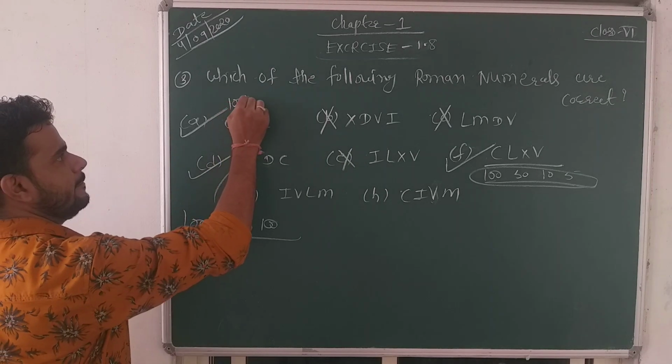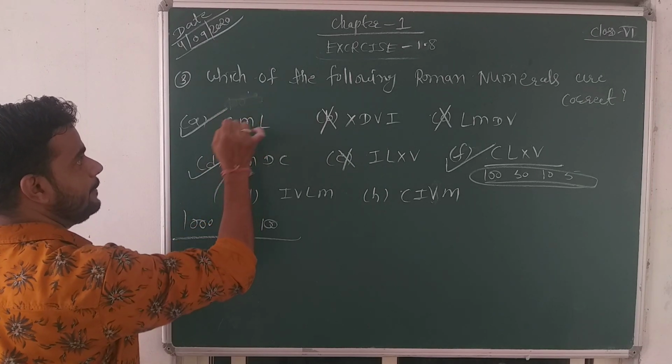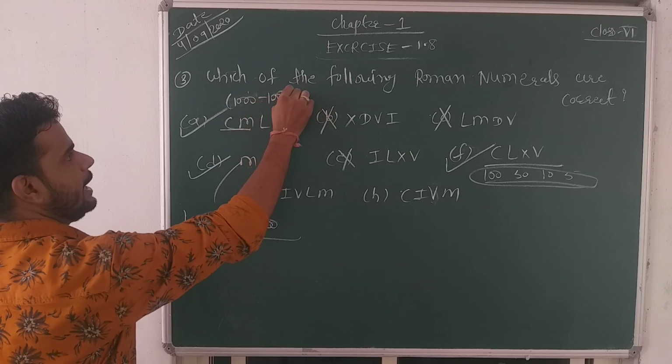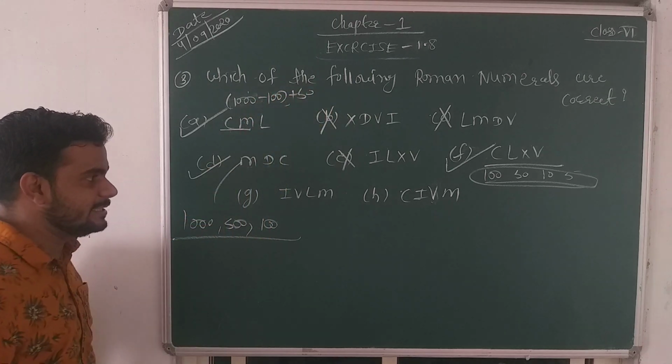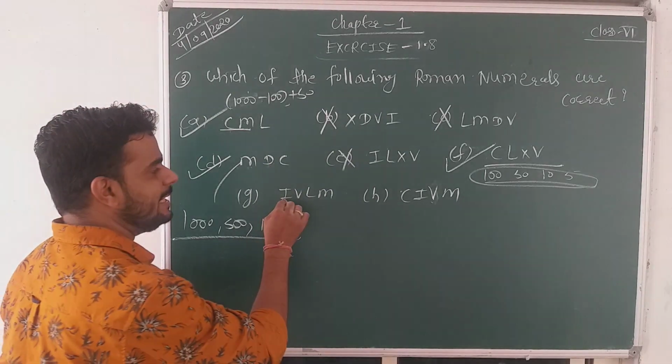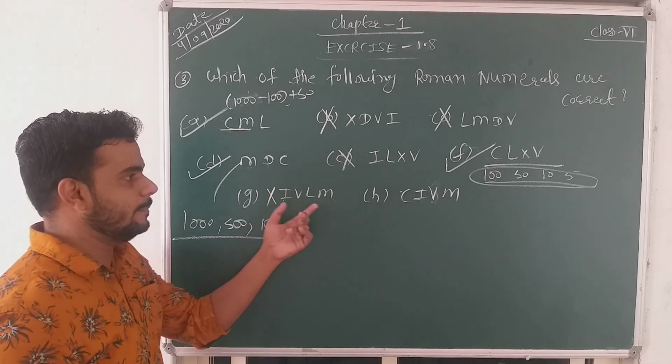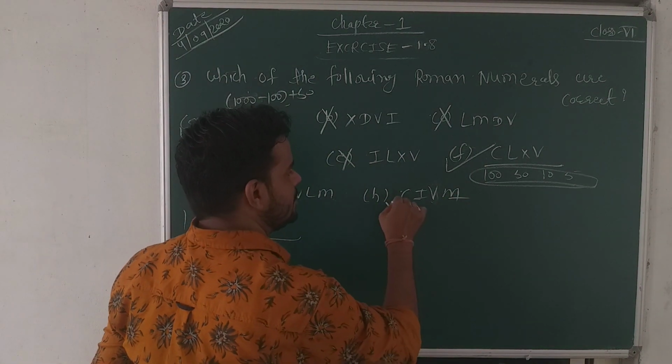C means 100, but the meaning of CM is 1000 minus 100. Okay, and plus L means 50. So this is also Roman. Next, first I and V, then L and M comes last. So this is not a Roman number, and this last one, M, also comes last. So this is not a Roman number.